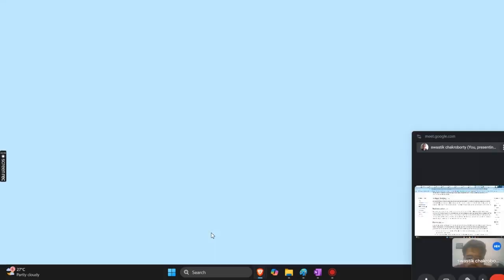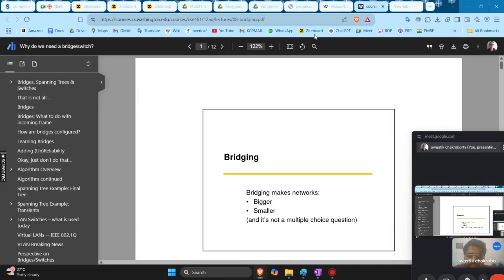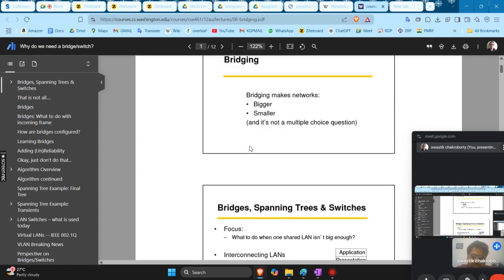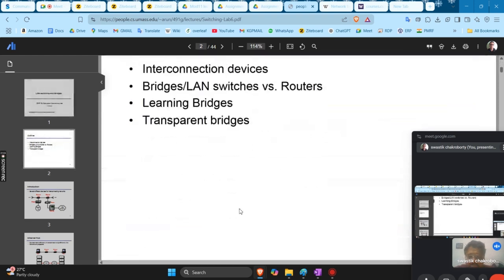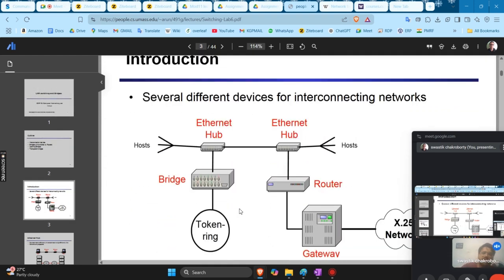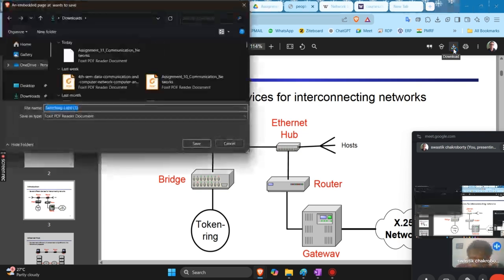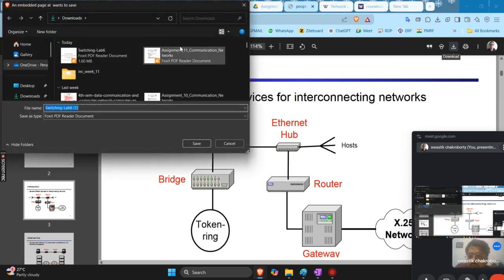We will move on to the next topic, that is LAN switching and bridges. Here we can see there are several different devices for interconnection. One is a hub. A hub collects all the data from the various clients it is connected to.